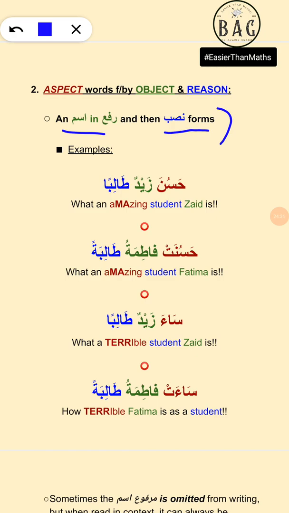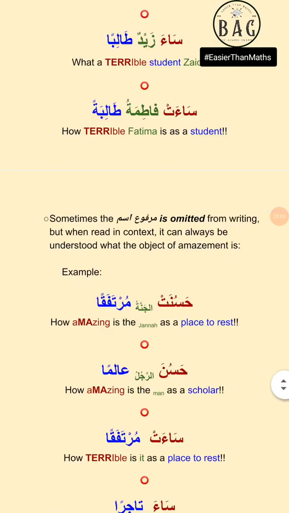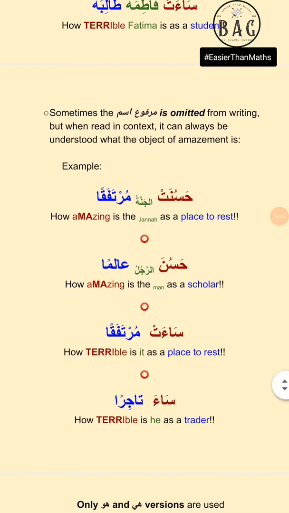What an amazing student Zaid is. Okay, so, or how amazing is Zaid as a student, in terms of being a student. Okay, similarly, hasunat. Now this is the feminine variation. Hasunat fatimatu talibatan. What an amazing student Fatima is. Similarly, sa'a is bad. So what a terrible student is Zaid. Or Sa'at Fatimatu Talibatan, how terrible is Fatima as a student. Okay, quite easy.